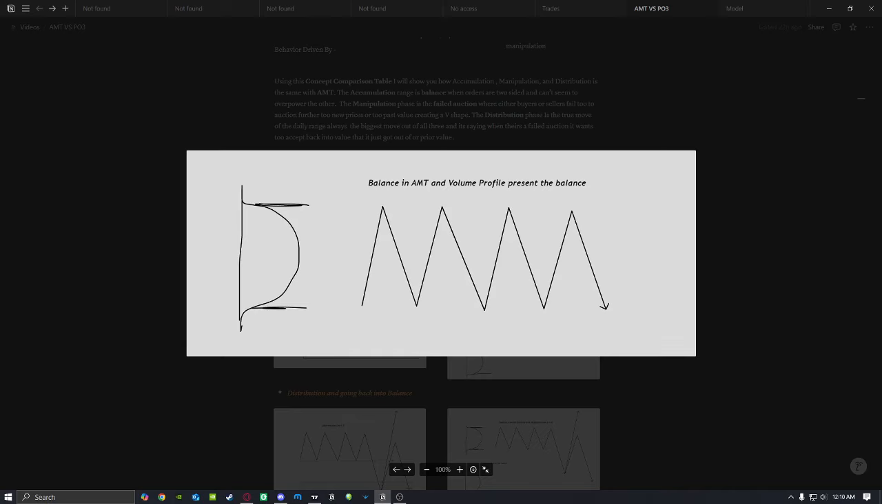But usually where it reacts off is the shelves, of course, right? So we have the extremes right here, the standard deviations. We have the extremes. So this is where it kind of reacts from.